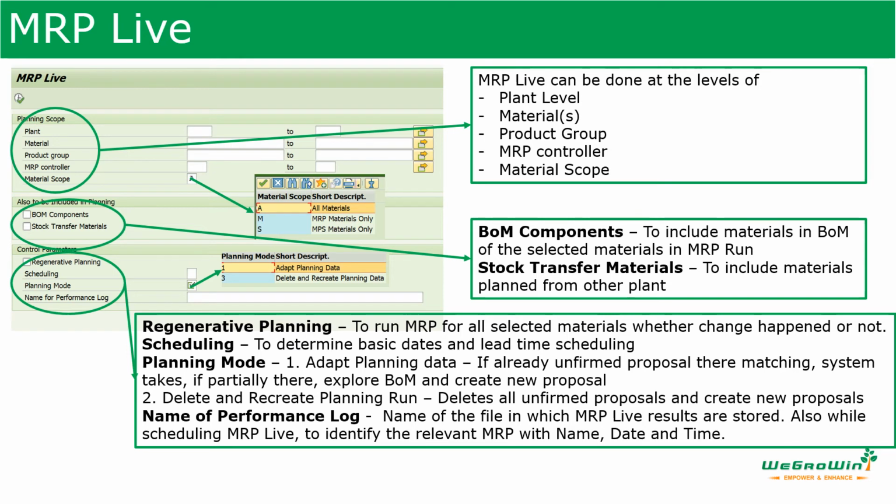In control parameters, there is a regenerative planning option, which means you have to run MRP for all the items whether change happened or not.